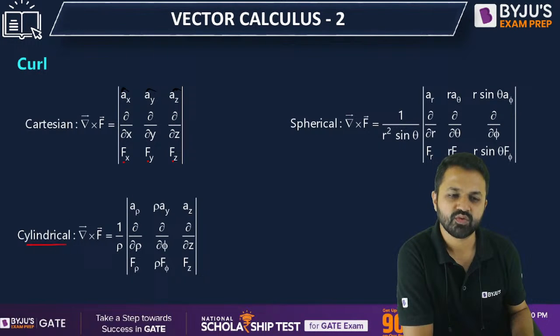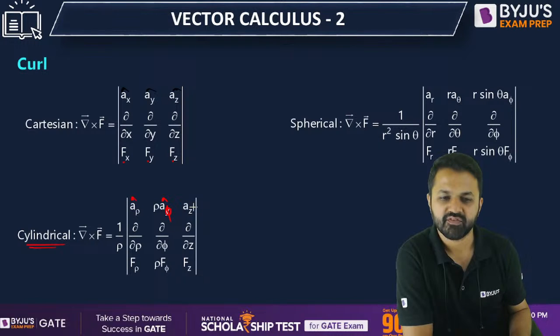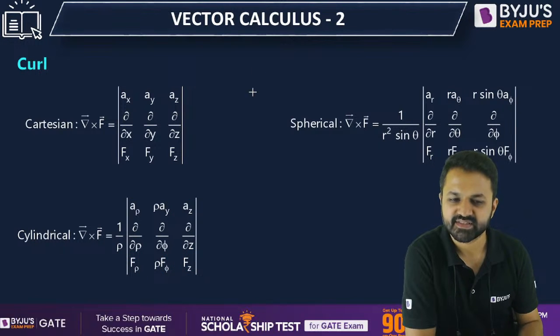Now, if you want to write it in the cylindrical coordinate system, then you will write in the same way. You will write a rho, a phi, and a z. Then del upon del rho, del upon del phi, del upon del z, and the coefficients f rho, f phi, and f z. Okay, first of all, write in this way.